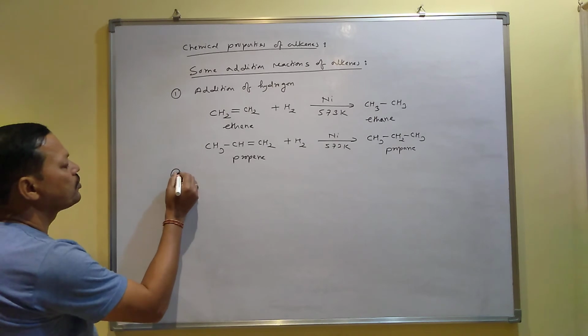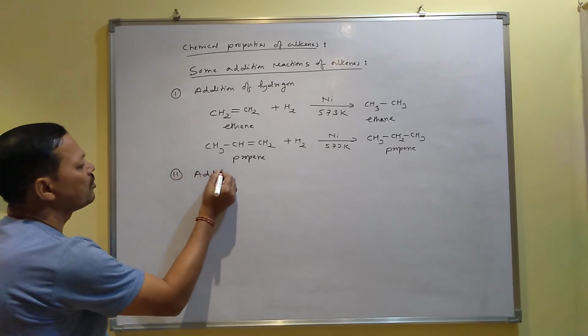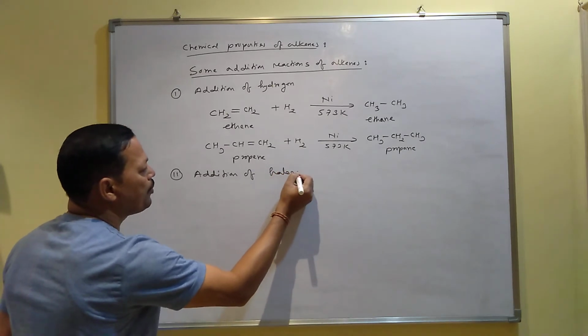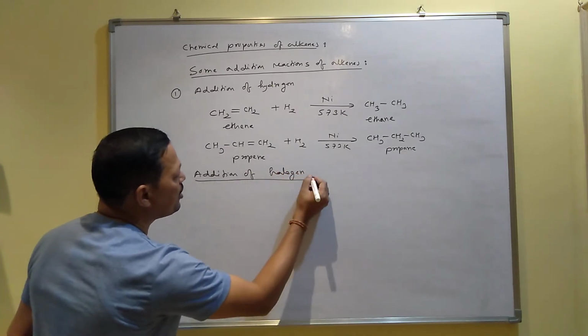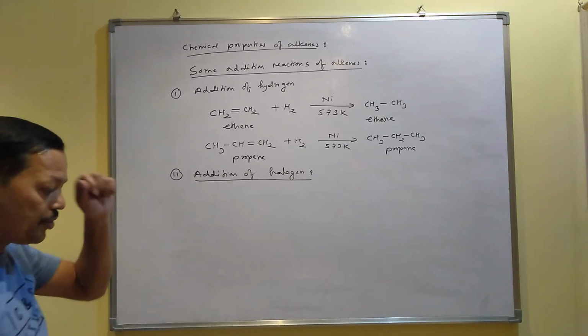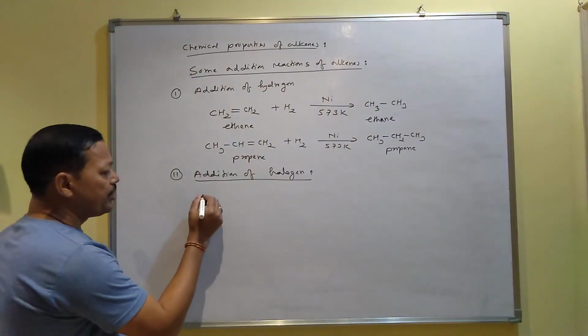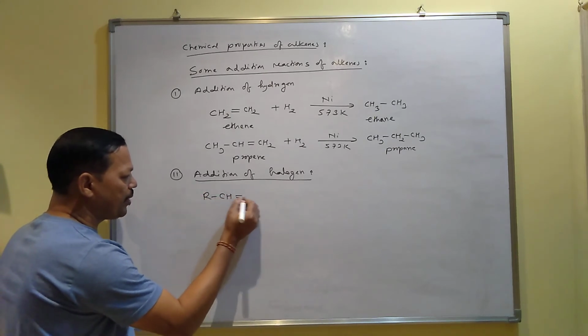Number 2, addition of halogen. I mean fluorine, chlorine, bromine, iodine, these are called halogens. Addition of halogen, and this reaction is also called halogenation reaction. This is one of the general formulas of alkene.